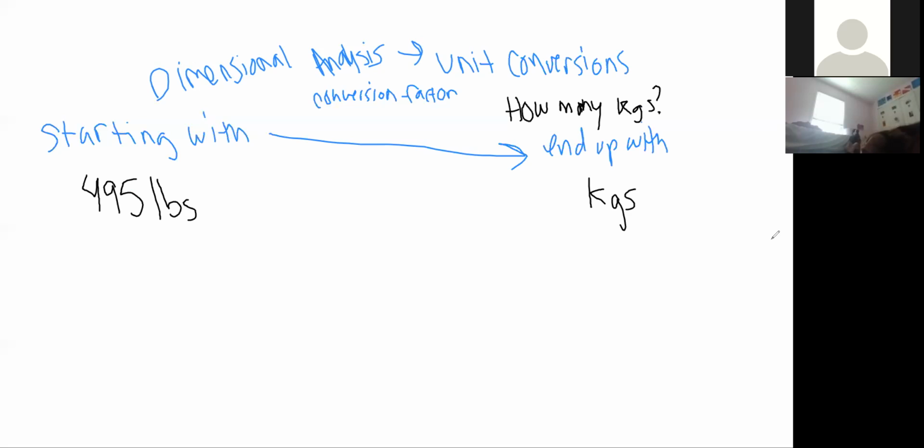So whatever our conversion factor is, it needs to get us from pounds to kilograms. So we need to know how many pounds are in a kilogram. 1 kilogram equals 2.2 pounds. So there's 1 kilogram for every 2.2 pounds. There's 1 kilogram in 2.2 pounds.